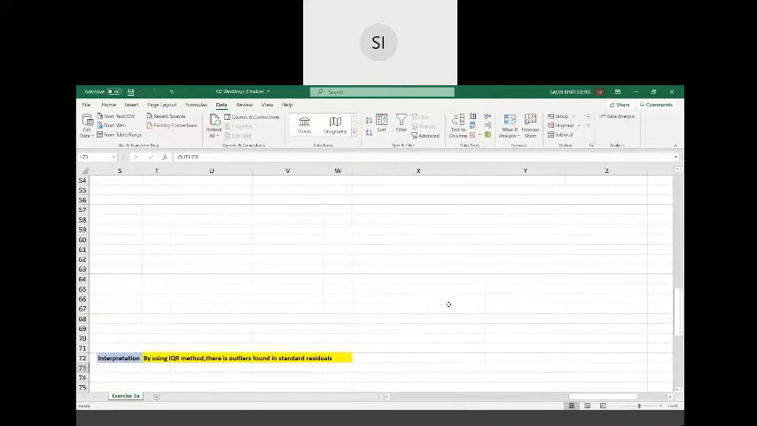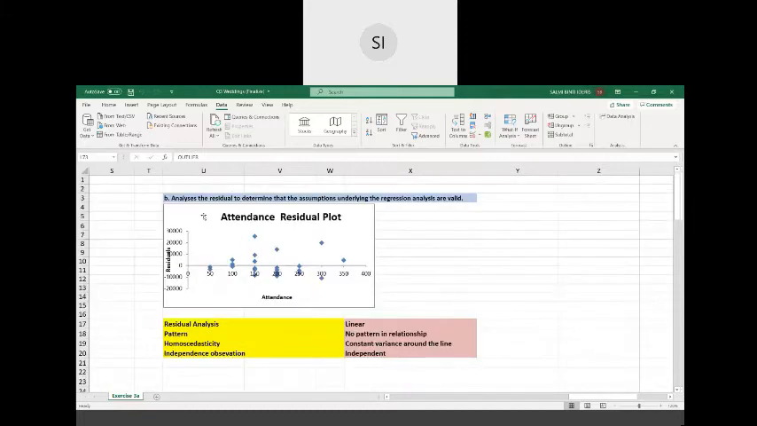Okey, untuk soalan nombor 2 B. Okay, analyze the residual to determine that the assumption of underlying regression analysis are valid. So, dekat sini kita akan cari residual plot. Residual plot ni actually kita dapat daripada data analysis. Kita dah klik pada bahagian residual plot. Okay, dekat sini kita akan dapat tahu ya, residual analysis dia adalah dalam bentuk linear. Pattern dia no pattern in relationship. Homogeneity constant variant around the line. Dan independent observation is independent.